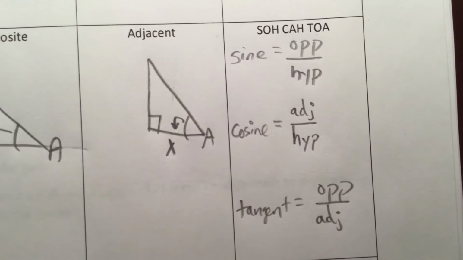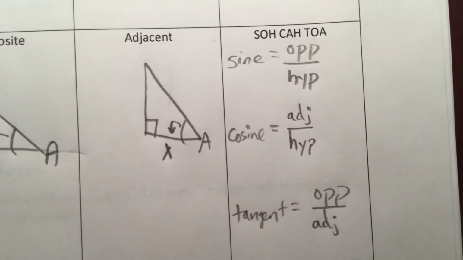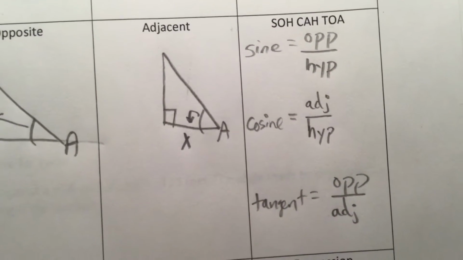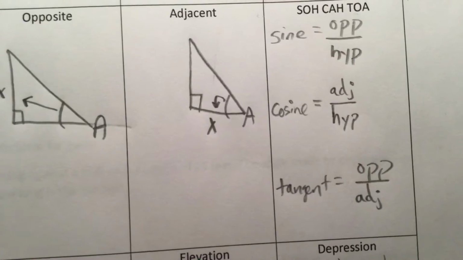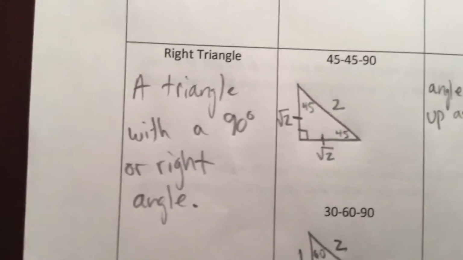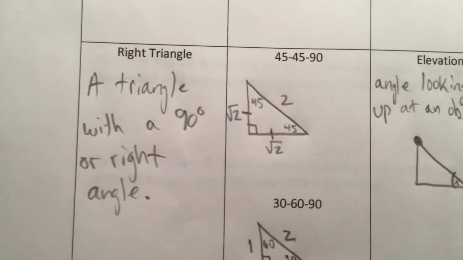SOHCAHTOA stands for: the sine of any angle is the opposite over the hypotenuse. The cosine is the adjacent over the hypotenuse. The tangent is the opposite over the adjacent. A right triangle is any triangle with a 90 degree, or right, angle.